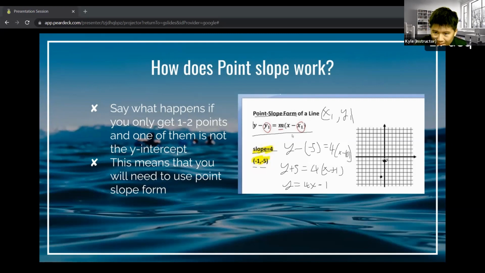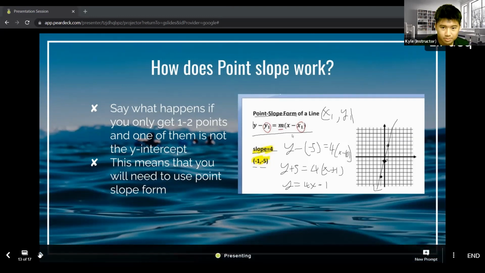And now I can draw the equation. I know that the y-intercept is now at -1. Afterwards, I can fill in the rest of the points and then draw the line. So we can use point slope form to change it into slope intercept form, and then afterwards, we can draw it onto the graph. Okay?